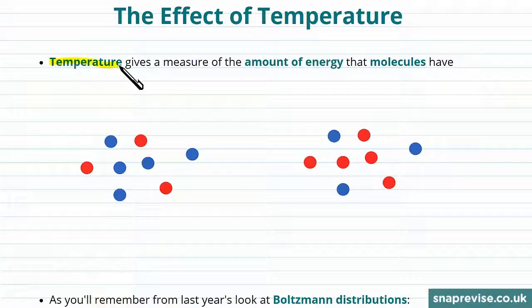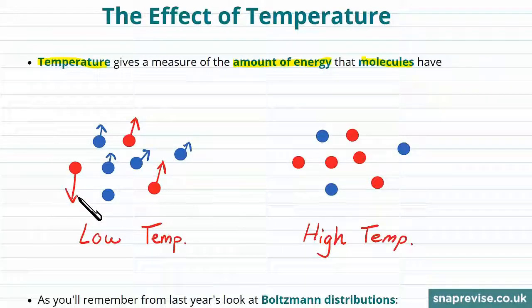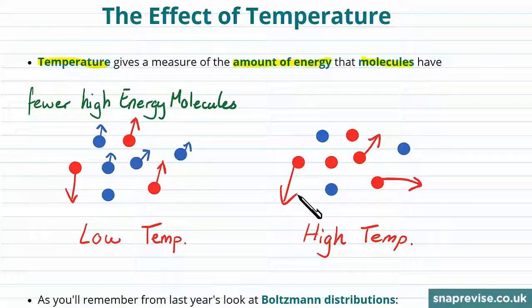Temperature gives a measure of the amount of energy that the molecules have. If we look at this picture below, the picture on the left shows a low temperature situation. The small arrows show that the blue particles have less kinetic energy and move less quickly. The red particles have more kinetic energy and move more quickly. So the point about a low temperature situation is that we have fewer molecules that have a high energy. Whereas in the picture on the right, where we have a high temperature, we have far more of the red molecules with the high kinetic energy. The point about high temperatures is there are more high energy molecules.